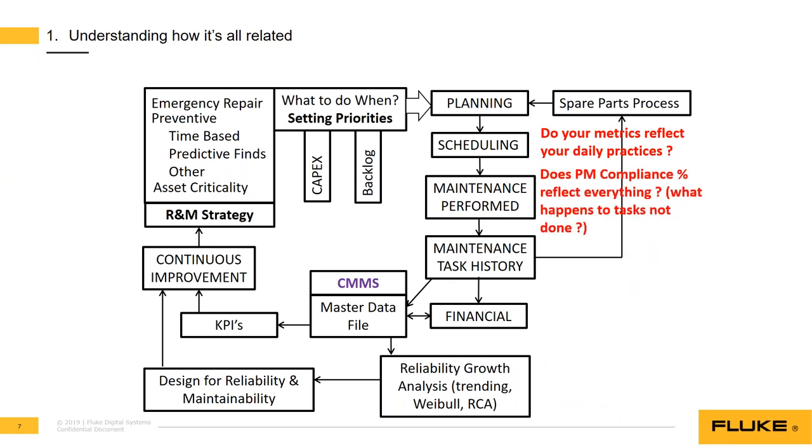Does PM compliance reflect everything? What happens to tasks not done? More places than I want to admit, I see that they'll say, well, we're going to get to it next month anyway, so we just kind of let it go because we can't get it all done. But then they don't count those dings against them in PM compliance, saying, well, it's going to happen anyway. So again, what do those values really look like? What should they be? And are they accurately reflected?